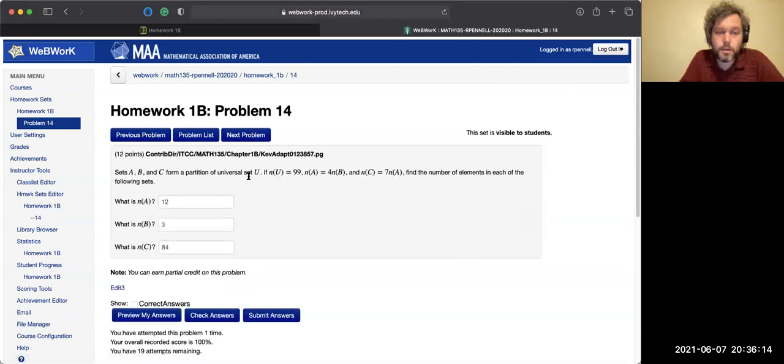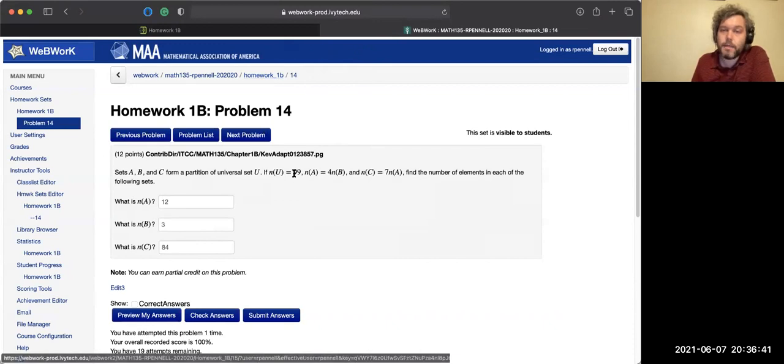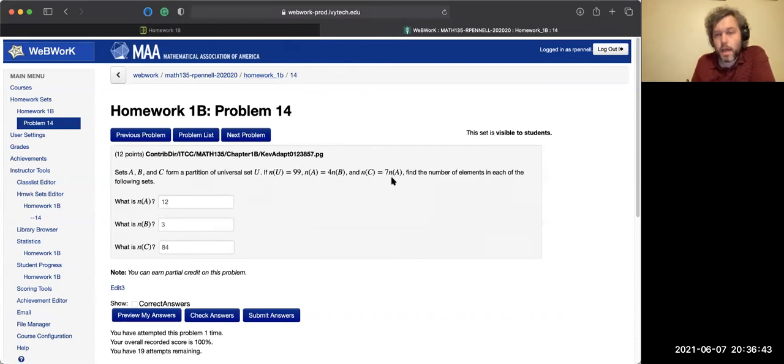Sets A, B, C form a partition of the universal set. The universe is 99. A equals 4 times B, and C equals 7 times A. Find the number of elements in the following sets. What does A equal? What does B equal? What does C equal? This one's a little bit different than the last one. In the last one, they told me I was solving for the universe, and they told me what one of the sets equaled. Now they tell me the universe, and I have to find what they equal.